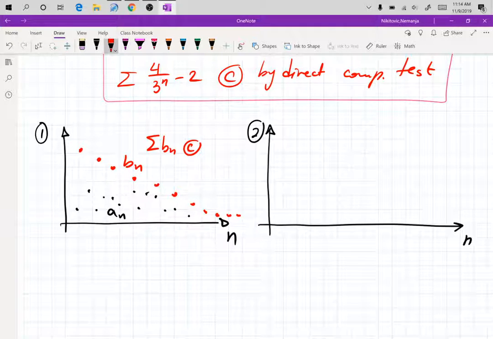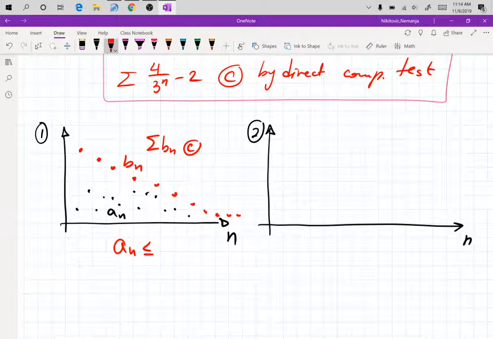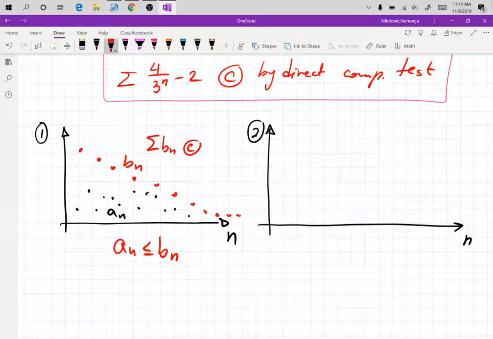What's happening here is that an, the erratic one, is getting squeezed in between bn and 0. So technically it's forced into convergence. That's the reason why, in this case, an needs to be smaller or equal than bn. So that's why you are proving that statement. You make your claim and then you just need to prove the statement. If the statement is true and the sum of bn converges, then the sum of an has to converge because it's trapped in between.